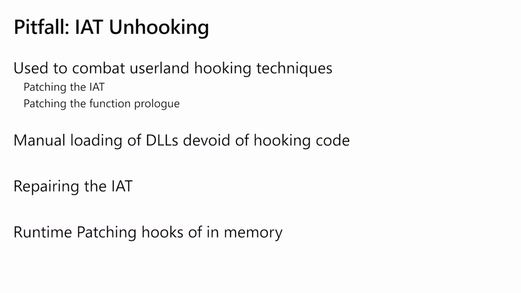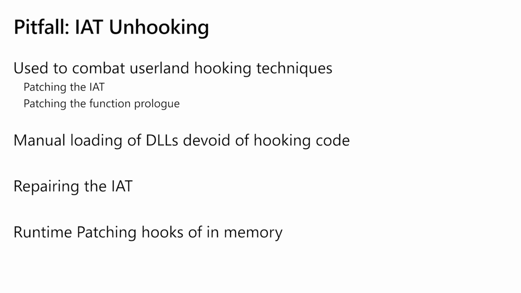All right, and then finally, IAT unhooking. This is very rare. It's only in instances where they're focused on getting around EDR and AV. It's to combat userland hooking. In userland, they have either an injected DLL or some type of process that hooks API calls of a running process. Either they patch the IAT or they patch the function prologue. Anti-cheat engines do this as well. They will focus on the IAT.